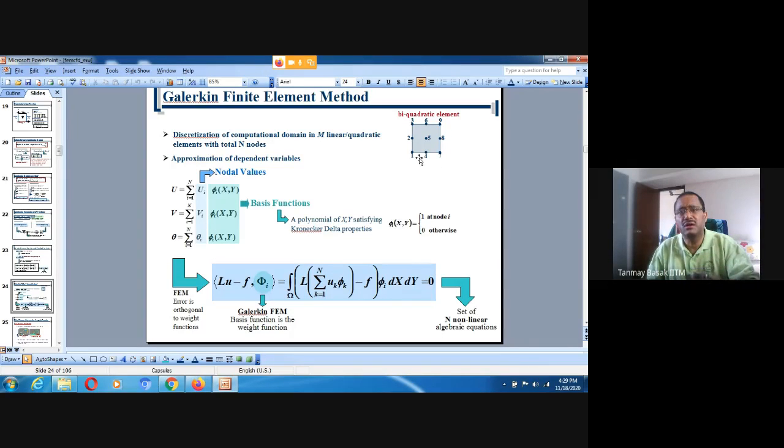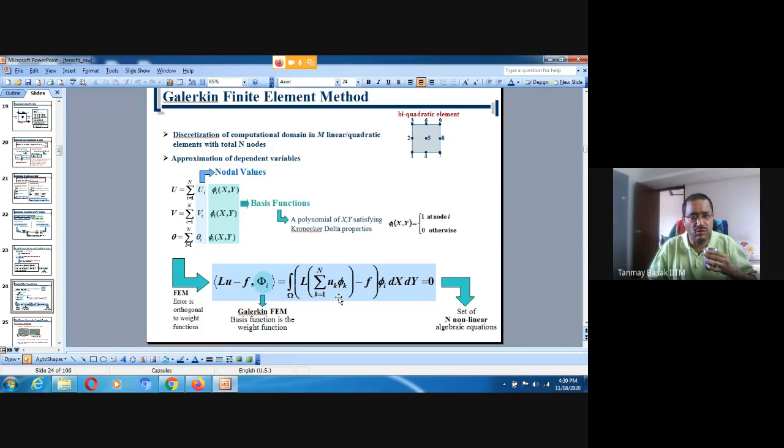This is the typical element with local nodes. You can see 1, 2, 3, 4, 5, 6, 7, 8, 9. And here the basis functions, as I discussed earlier, are polynomials of x and y satisfying the Kronecker delta property, that is, Lagrange polynomials. And the error is orthogonal to the basis function. And here u is the nodal variable.